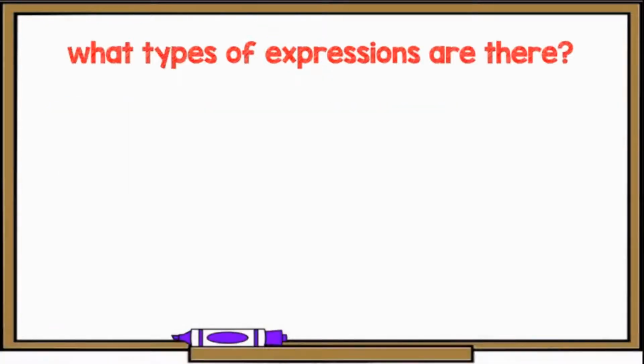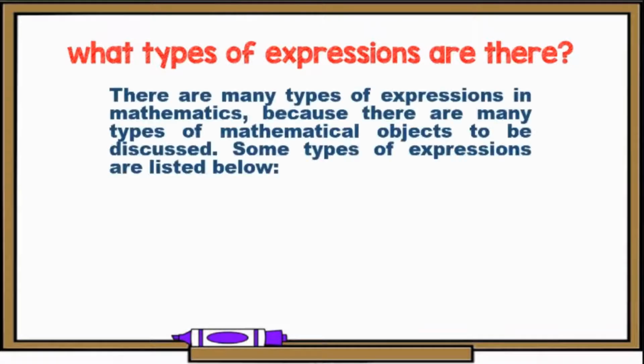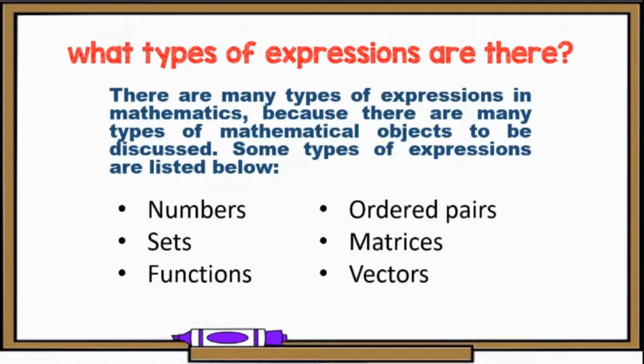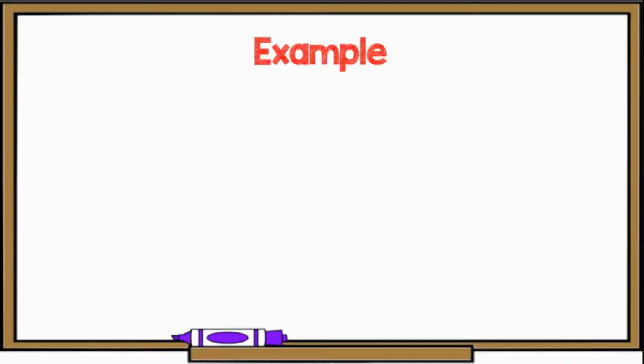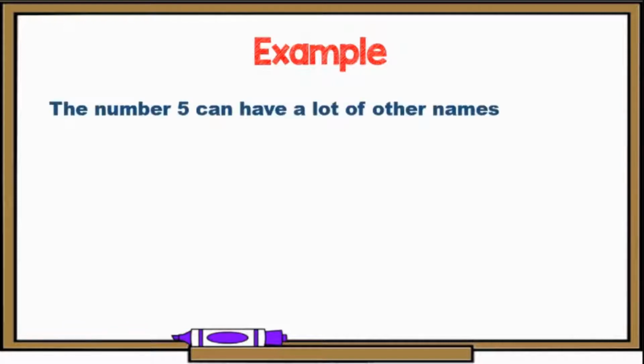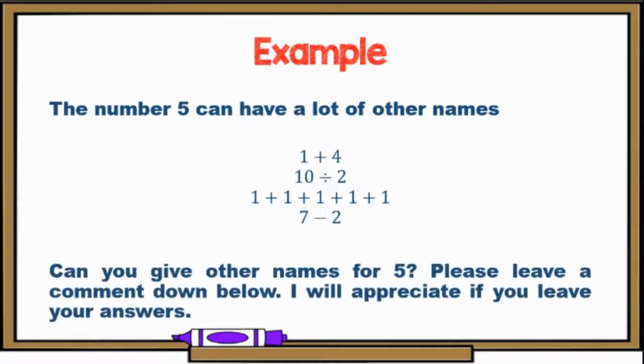Now, what kinds of expressions are there? From our graph from part 1, there are many types of expressions in mathematics. We have numbers, sets, functions, ordered pairs, matrices, and vectors. Now, as we said earlier, numbers and expressions can have different names. Let's give an example. The number 5 can have a lot of other names. For example, 1 plus 4, 10 divided by 2, 1 plus 1 plus 1 plus 1 plus 1, and 7 minus 2.